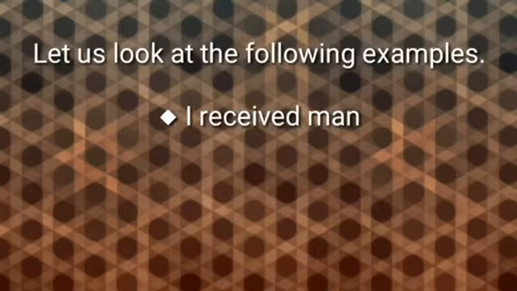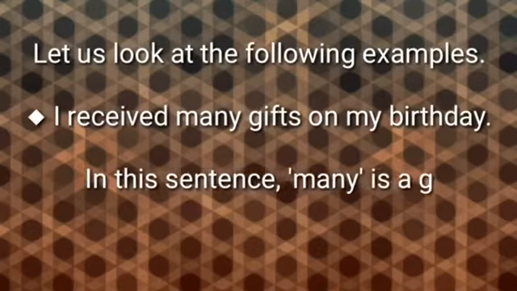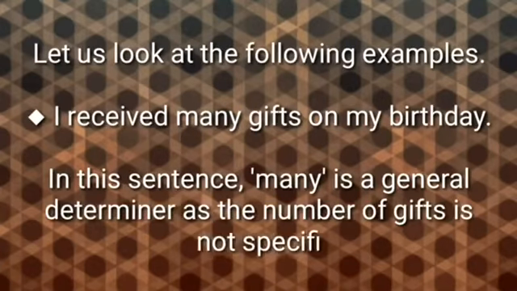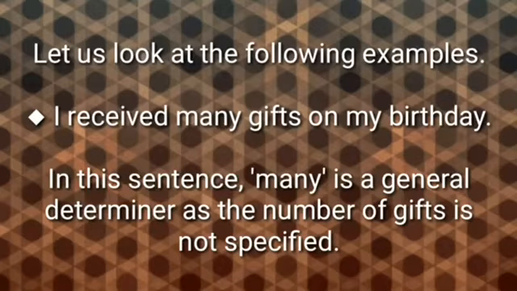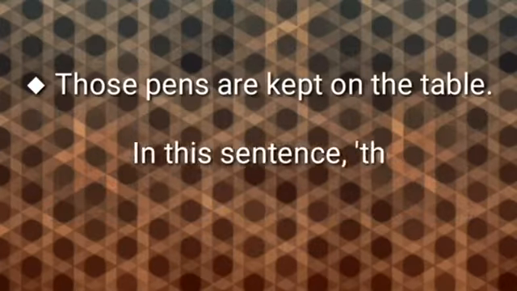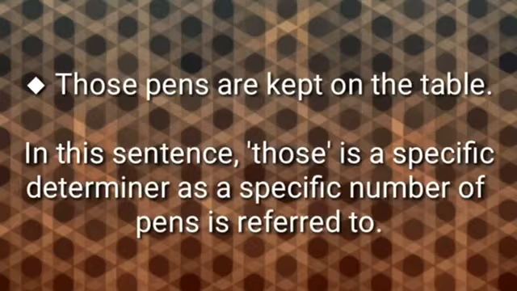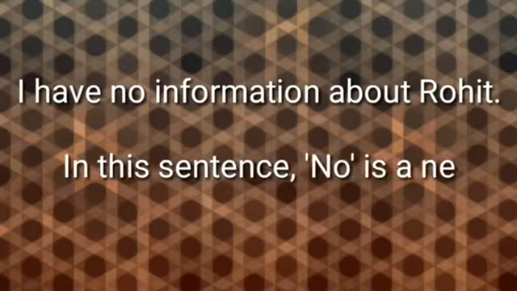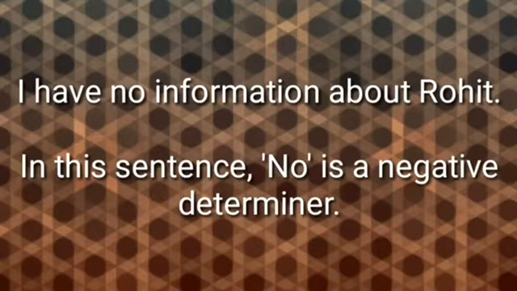Let us look at the following examples. I received many gifts on my birthday. In this sentence, many is a general determiner as the number of gifts is not specified here. Those pens are kept on the table. In this sentence, those is a specific determiner as a specific number of pens is referred to. I have no information about Rohit. In this sentence, no is a negative determiner.